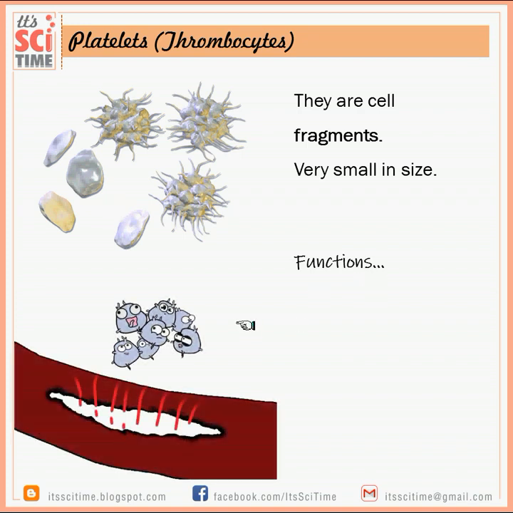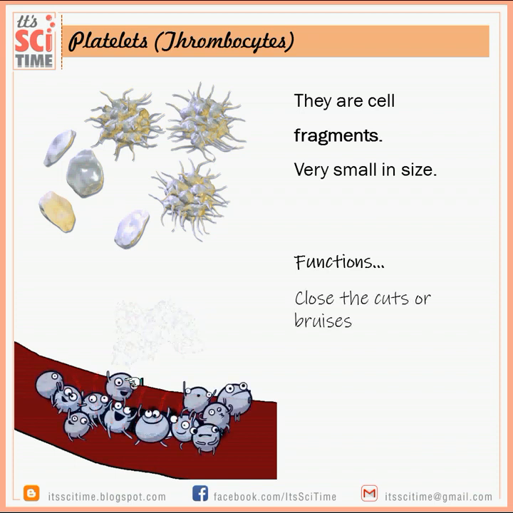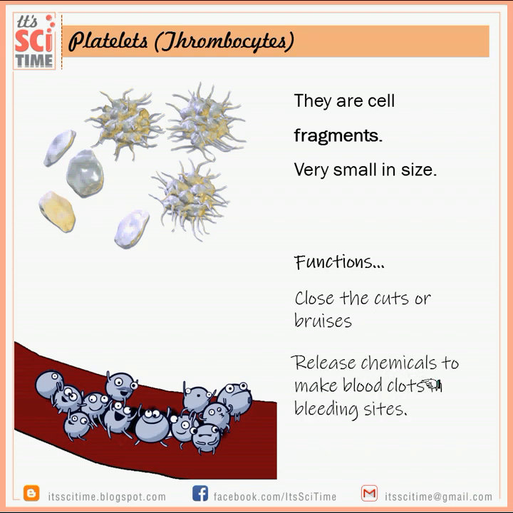Their function comes in this sort of emergency case. Look at this. This blood vessel has damage. Now blood is leaking out. So at this moment, these platelets get activated and they gather around and hold each other by their hands, meaning these branches, and close the wound or act as a plug. So they close the cuts or bruises. Later on they secrete some chemicals to make it a permanent clot.